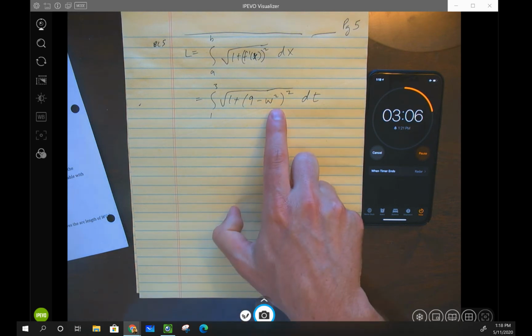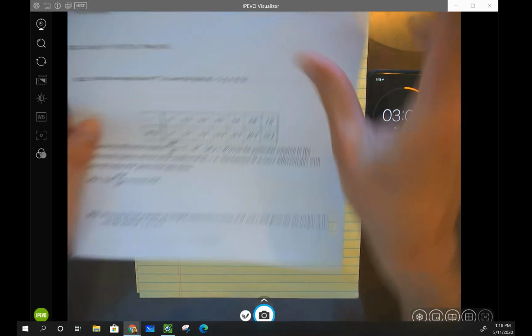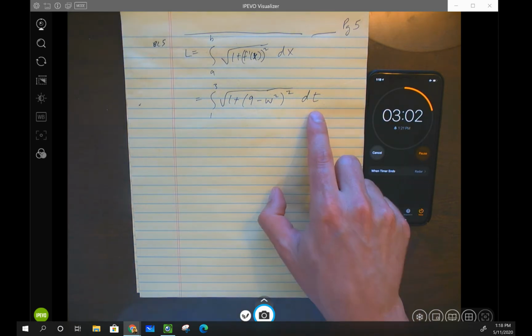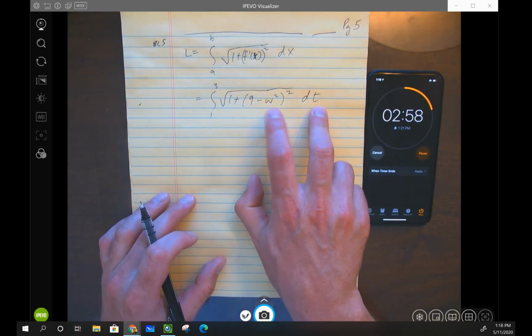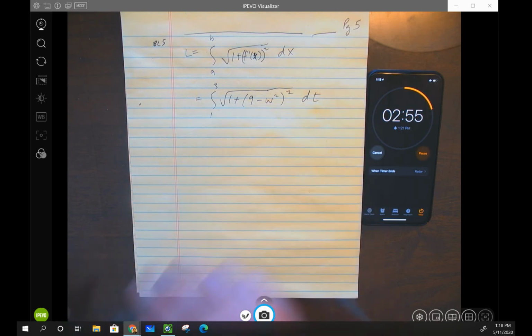See, w is a function of t. It tells you that here. And so it's a dt because w is some function of t, so you need the t's to match up. Even though it says w here, you don't say dw.